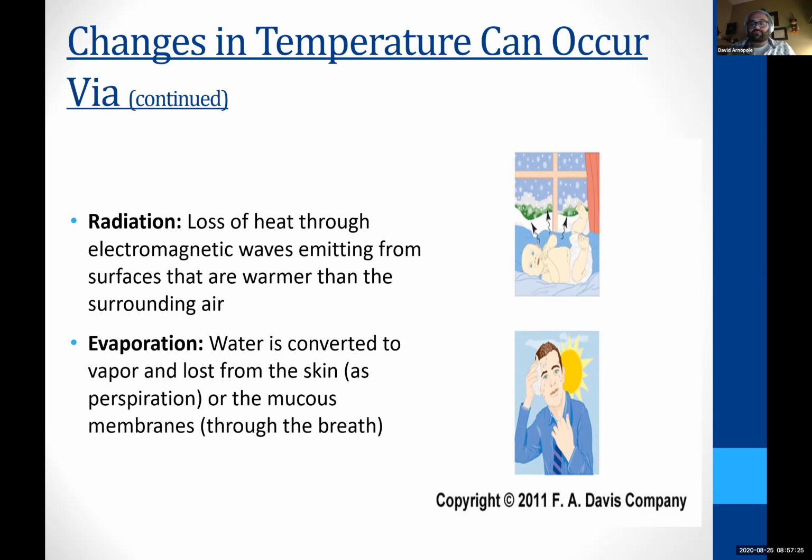For radiation, it's a large majority of body heat loss. So we have loss of heat through electromagnetic waves emitting from the body. If a patient is cold and they don't have a fever, give them a blanket so they don't lose all their body temperature, okay? You can use sunlight to help warm up a patient that's cool on top of that. If a patient is hot and the room is cold, you have heat loss from the patient into the air. That's how you think through this.